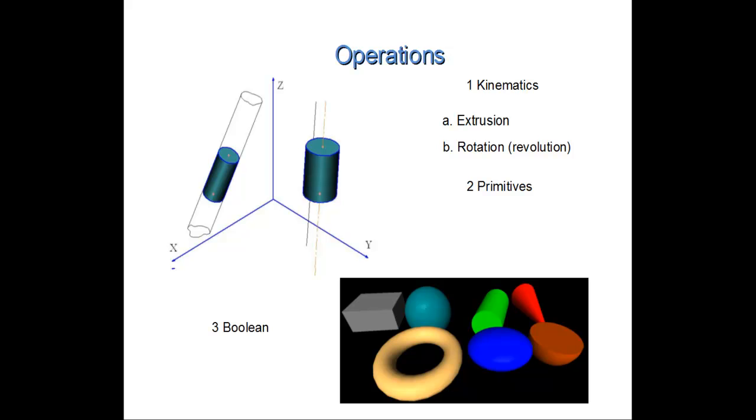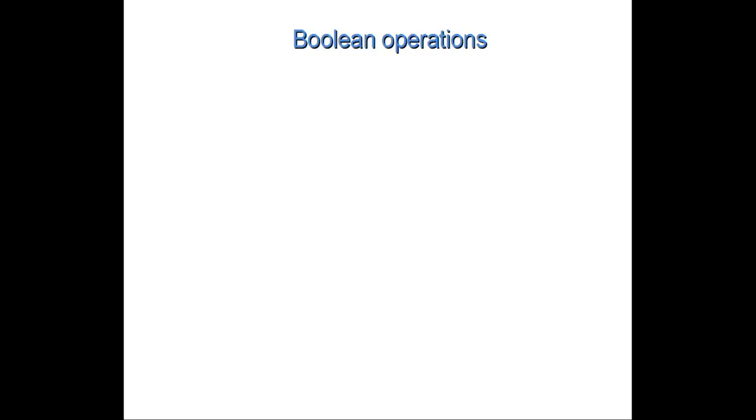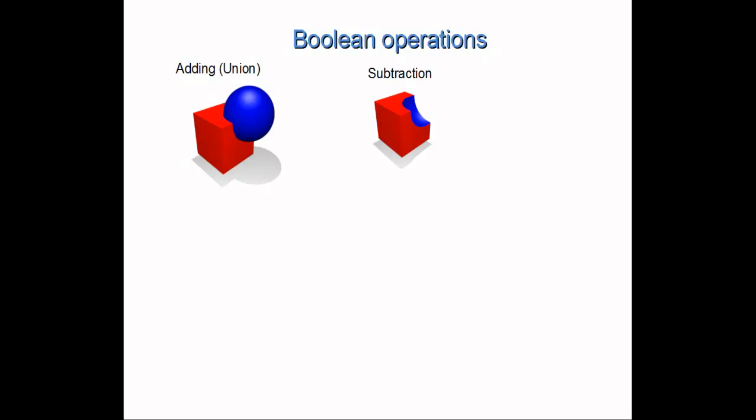Boolean operations. The main purpose of Boolean operations is to obtain a solid model on the basis of a group of simple geometric objects or primitives. There are several types of Boolean operations, and the most widespread among them are the following: Boolean adding or union, subtraction, and intersection. You can see on the slide how they work.